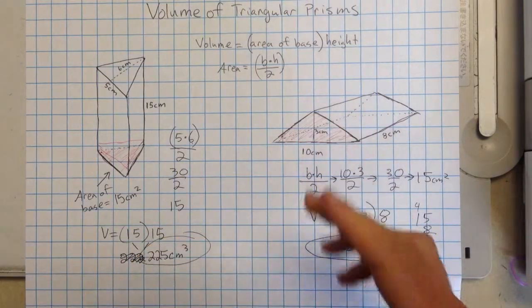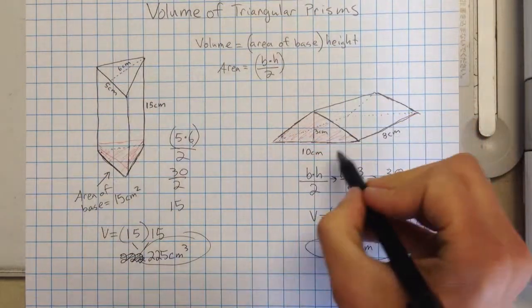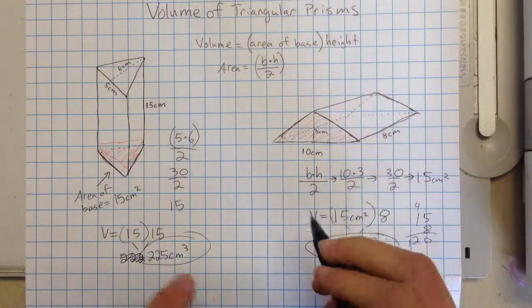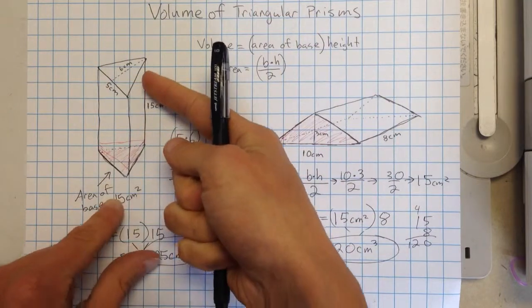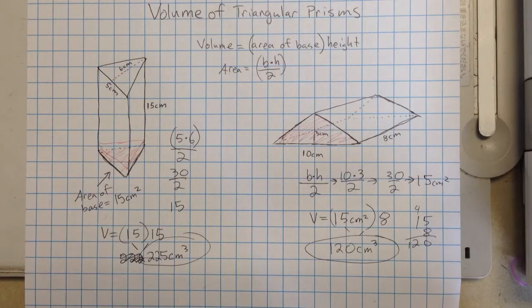So we can see volume of triangular prisms: find the triangle, find the area of that triangle, and then multiply it by that third dimension. We can think of it as the height, and you're making stacks. Or you can just remember it's the third number that you haven't used yet. All right.